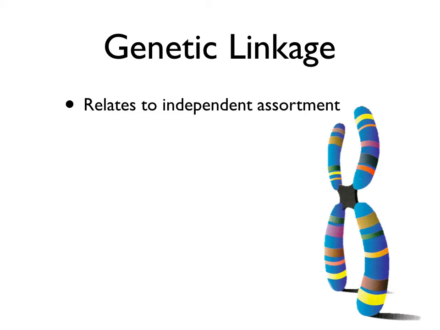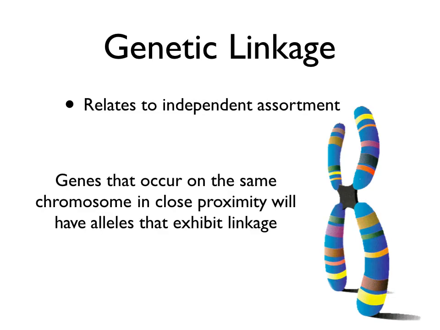Now, what I want you to think about from this figure is that the genes that occur on the same chromosome, and they're close together even, will have alleles that exhibit what we call genetic linkage. Okay? Because they are physically connected to one another, they are passed from parent to offspring together.